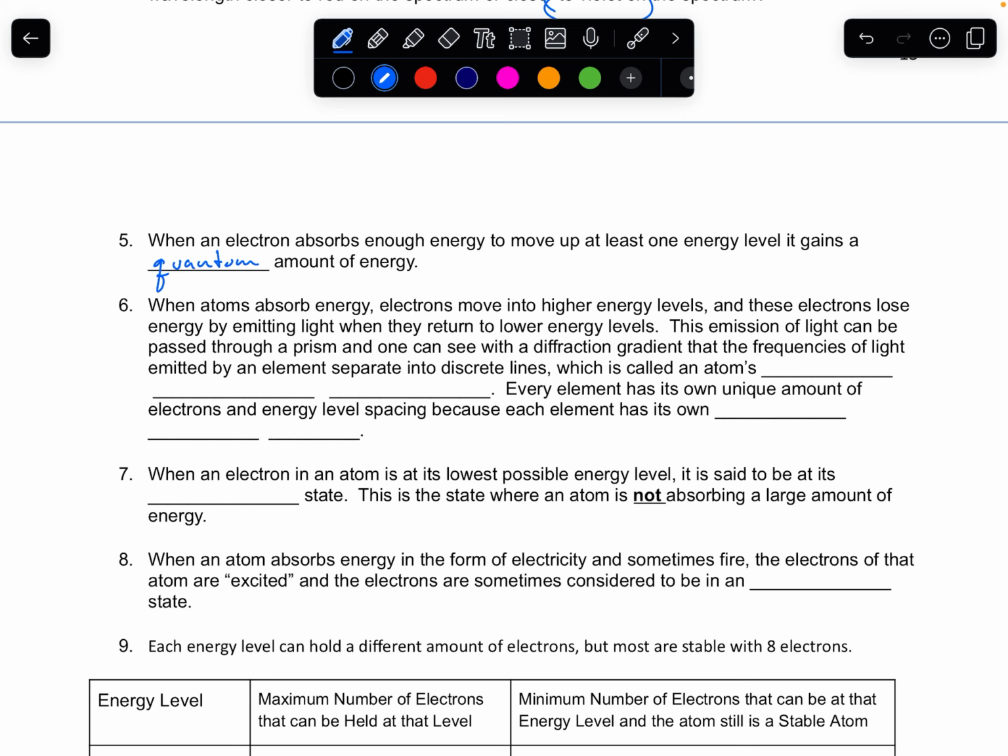Number 6. When atoms absorb energy, electrons move into higher energy levels. That's our step 1. These electrons lose energy by emitting light. That's step 2. The emission of light can be passed through a prism, and one can see the diffraction gradient. These frequencies of light emitted by an element separate into discrete lines, which is called an atom's, we didn't use emission, but emission line spectrum. Every element has its own unique amount of electrons and energy level spacing, because each element has its own emission line spectrum.